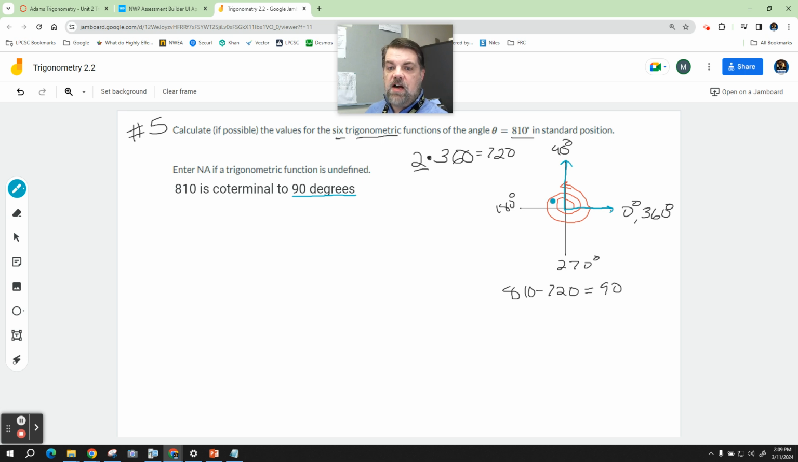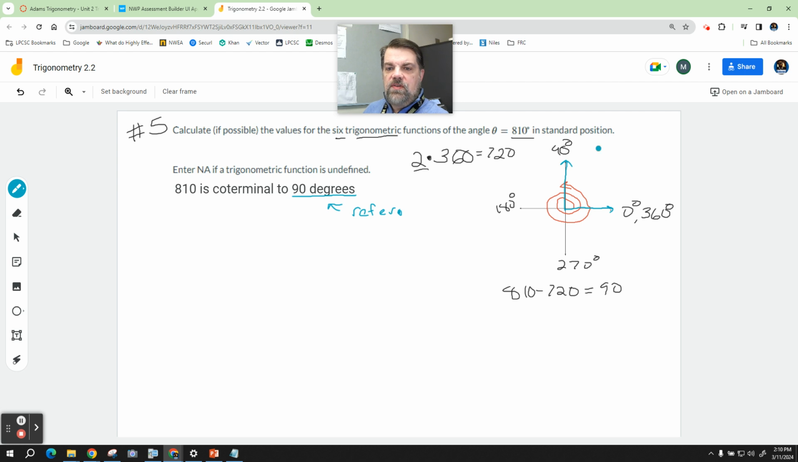We want to figure out how many rotations. If it's more than 360, we've got to figure out how many times it goes around, and then we subtract that from whatever angle they give you, and it'll give you a reference angle. By the way, this 90 degrees is your reference angle. What's your reference angle? Same thing, right? I think some of the problems are rigged up that way. So that's your reference angle.